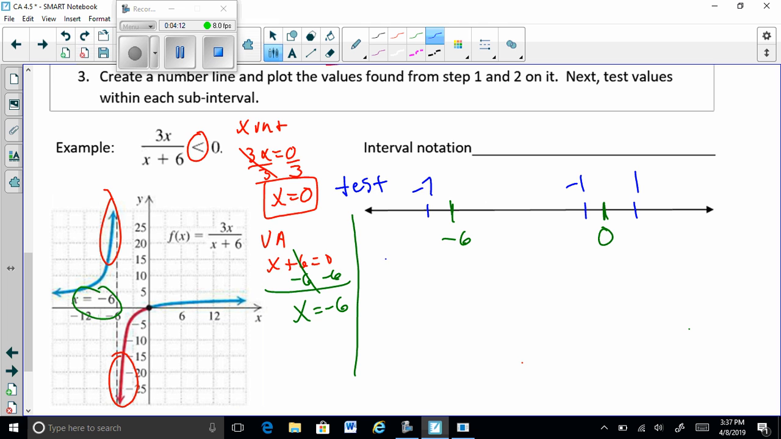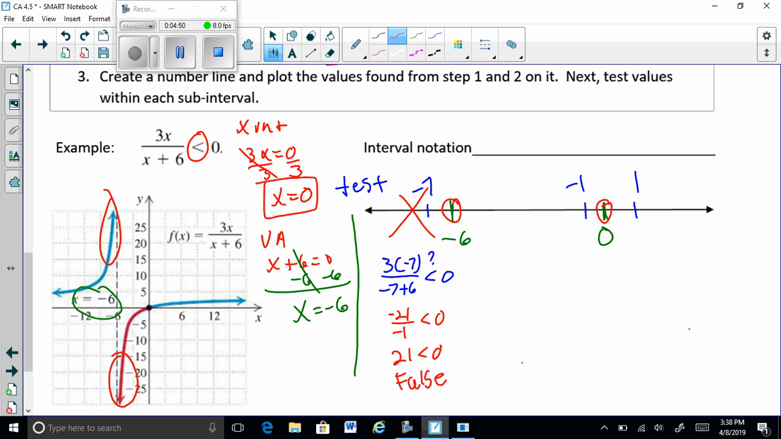So let's see, on this first one here, we're going to have 3 times -7 divided by -7 plus 6, and we want to know, is that less than 0? Okay, so 3 times -7 is -21, -7 plus 6 is -1, negative divided by negative is positive. 21 is not less than 0, so that's going to come back as false. So we do not want to shade that. We'll go ahead and cross through it. Oh yeah, by the way, both of these are off limits, so I should just go ahead and put open circles at them. Okay.